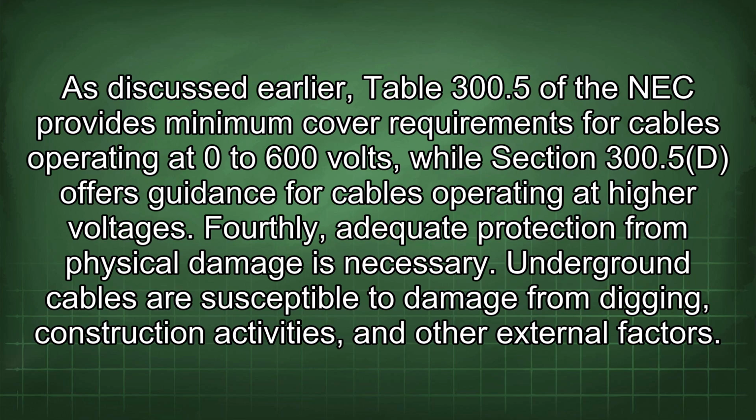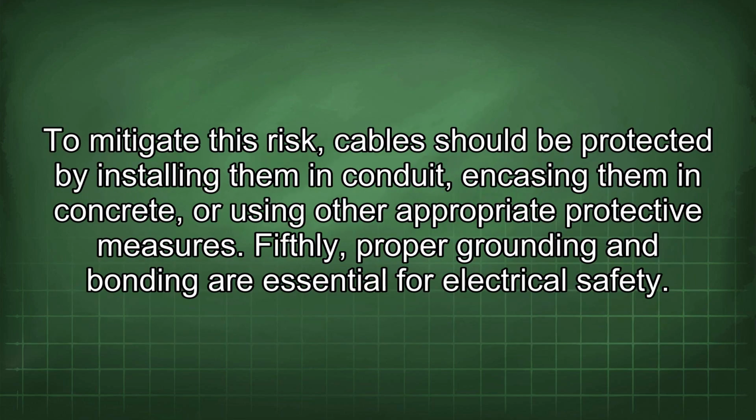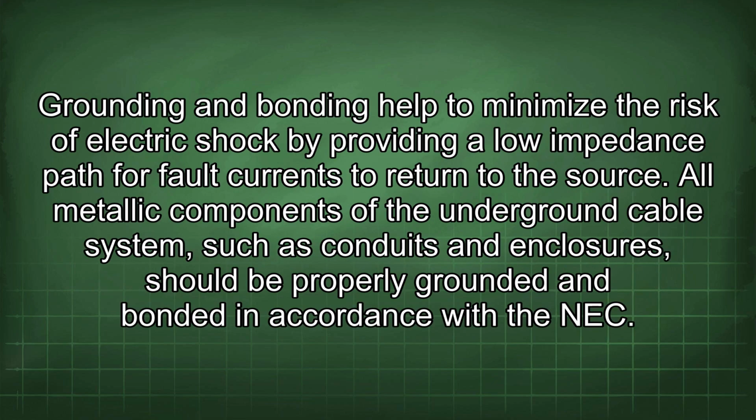Fourthly, adequate protection from physical damage is necessary. Underground cables are susceptible to damage from digging, construction activities, and other external factors. To mitigate this risk, cables should be protected by installing them in conduit, encasing them in concrete, or using other appropriate protective measures. Fifthly, proper grounding and bonding are essential for electrical safety. Grounding and bonding help to minimize the risk of electric shock by providing a low impedance path for fault currents to return to the source.